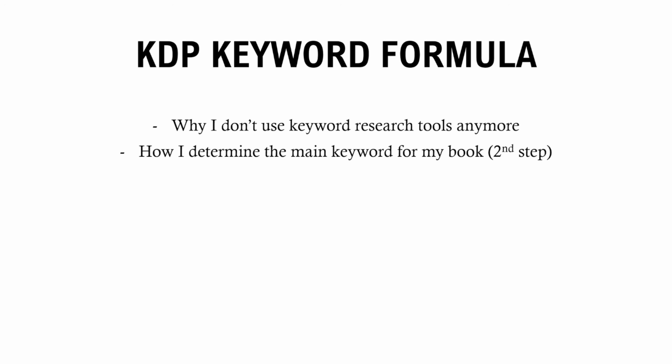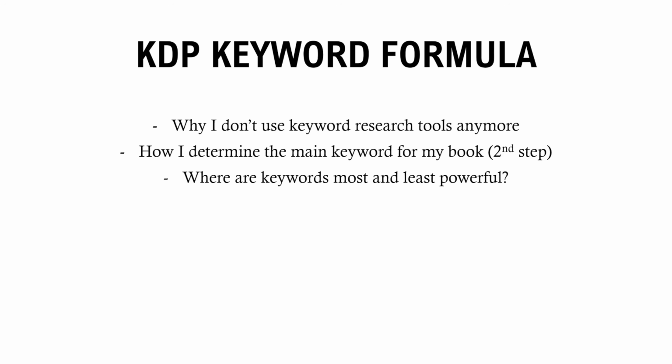So from there, we're going to take a look at how I determine the main keyword for my book. This is typically going to be the second step of your publishing journey. The first step being you find your niche, and then you need to find the keywords that pair best with that niche to help you get ranked fastest, etc.